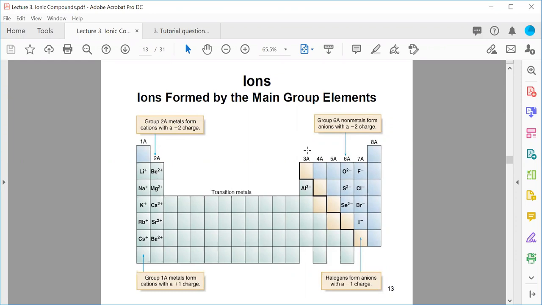All right, moving over to 6A. Group 6A non-metals form anions with a 2- charge, and the group 7A halogens form anions with a -1 charge, as you can see. So it's good to have a look at this table just to remind yourself of what the charges are on these elements, especially relating that to the group numbers.